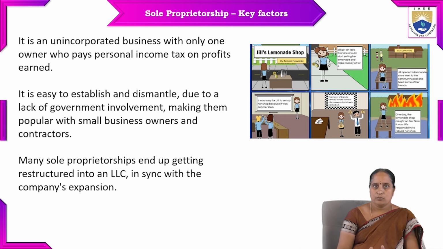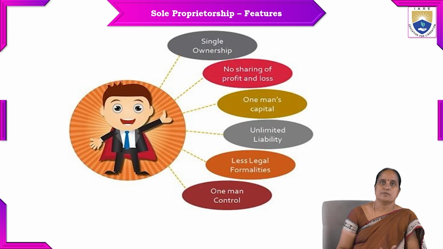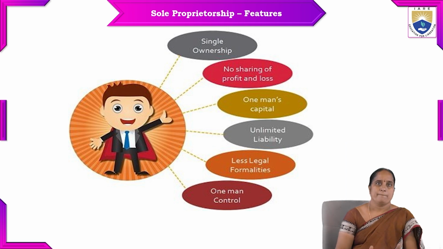So very few sole proprietorship firms will go for expansion, but in most cases they will restrict themselves to only one single business. Then the features of sole proprietorship: the first feature is single ownership. You cannot separate management and the owner, both are one and the same. Whatever profits and losses, the profits are enjoyed by the single person, and even in case of losses, they are borne by the single owner. And there is no sharing of profit and loss. So everything is under the control of only one single person.